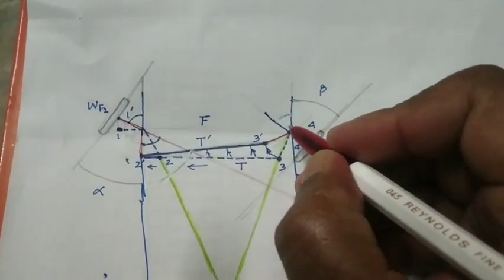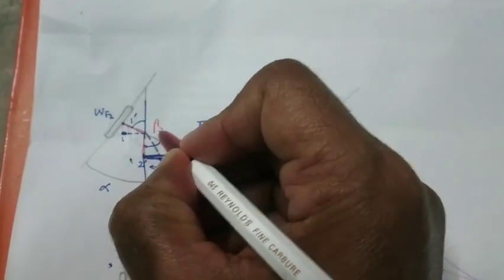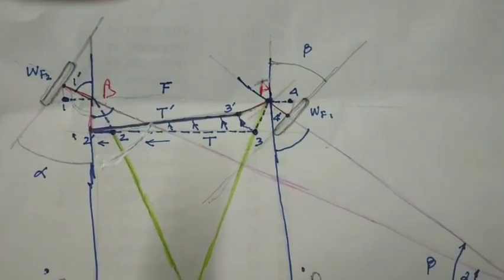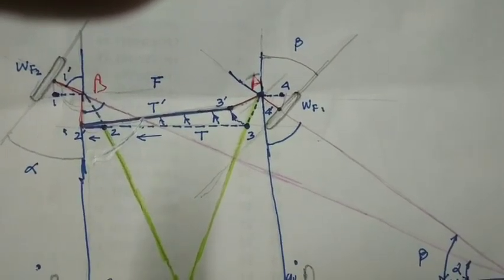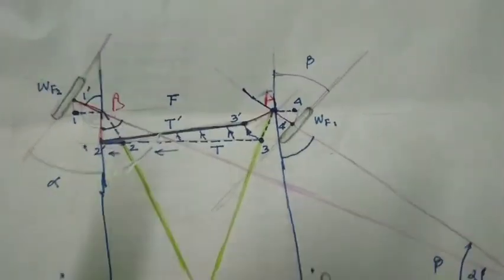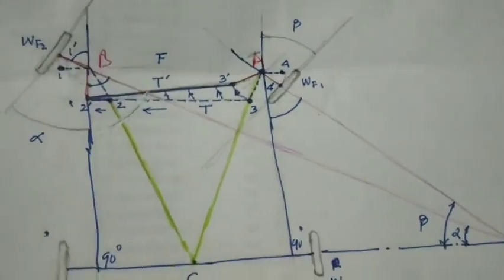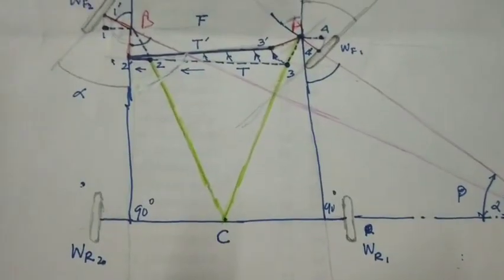I think I should name the two points. This is say A, and this is say B. So 1B2 is the linkage, and 4A3 is the linkage, which is connected to the tires and the tie rod. So the distance between points 3 and 2 is known as the tie rod, and the lines meet at the center of the rear axle line at C. So this is the Ackermann principle.